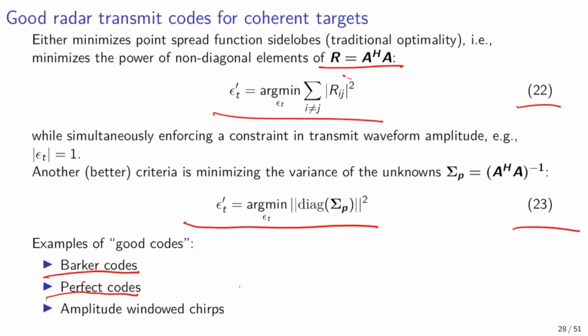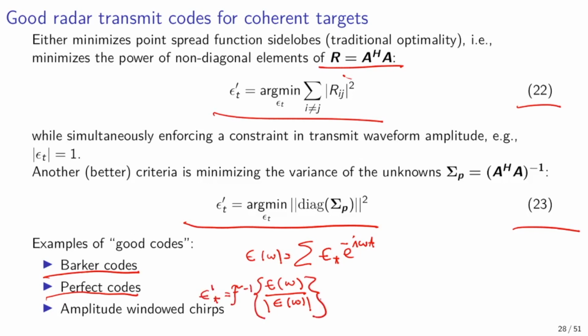One example of a mathematical method for creating a perfect code is as follows. You can take any signal, epsilon sub t, and Fourier transform it. You then divide the Fourier transform of the signal by the magnitude of the Fourier transform. Finally, you inverse Fourier transform this expression to obtain a perfect code. Finally, chirps. These are radar transmit waveforms that consist of frequency sweeps. Such radar transmit waveforms are commonly used in radars.